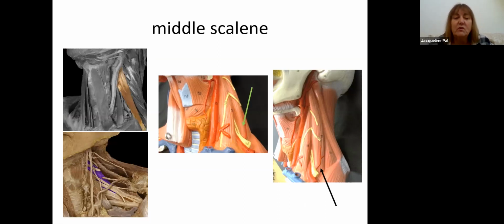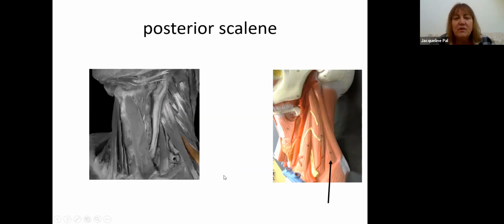So the middle scalene would be the one that's immediately posterior to the brachial plexus and to those subclavian blood vessels. So here's the middle scalene there, subclavian blood vessels and brachial plexus. Here you can clearly see the brachial plexus sitting right on top of it. All right. And moving posteriorly, this makes the posterior scalene. So find your middle scalene, and the very next muscle is going to be the posterior scalene.